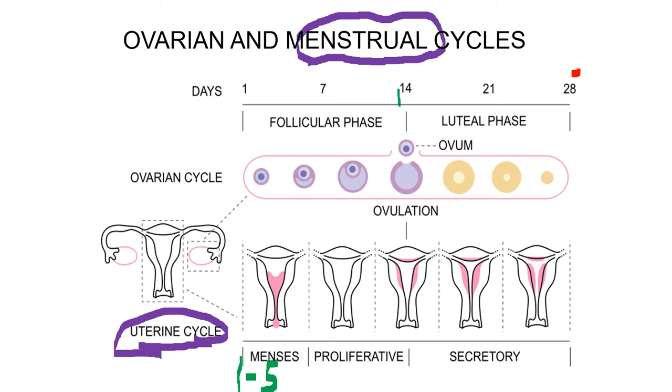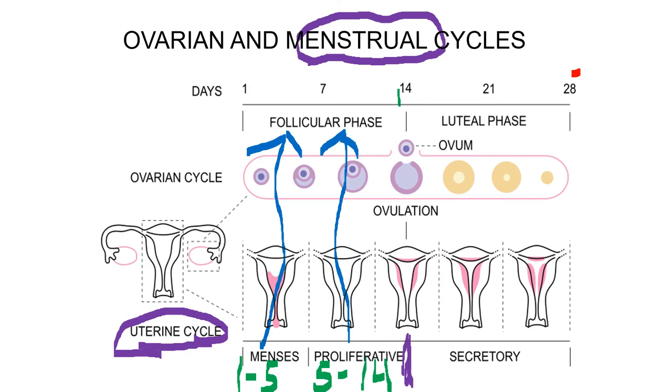No pun intended there. The proliferative phase occurs from days 5 or 6, whenever the menses is done, to day 14. So notice the end of the proliferative phase happens right at ovulation. So we can also make the observation that menses is happening during the follicular phase, as is the proliferative phase. Once again, one's comparing what's happening in the ovaries, the other one's talking about what's happening in the uterus. And then the secretory phase happens the rest of the way, days 15 through 28. And notice that's the exact same time frame as our luteal phase up here in the ovarian cycle.